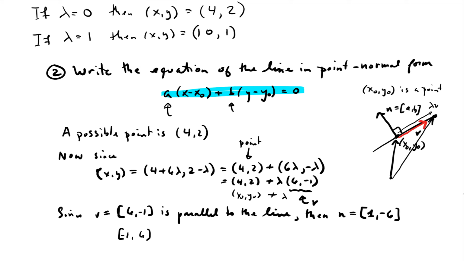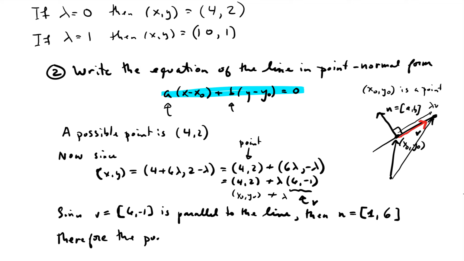Actually, did I do this right? I didn't do this right. If I hit this one with a negative sign, then it makes it (1, 6). And I can check: v dot n is 6 times 1 minus 1 times 6, I get 0. Okay.